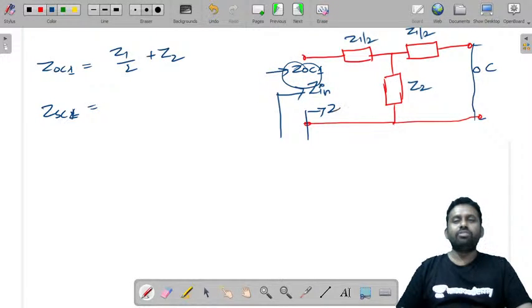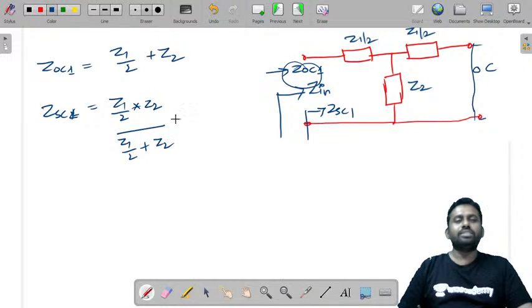ZSC1, if you just try to find, what is that? Z1 by 2 and Z2 are in parallel. So Z1 by 2 into Z2 by Z1 by 2 plus Z2. Yes, it is in series with this, so it is Z1 by 2. So ZSC1 is equal to Z1 by 2 plus that parallel combination.